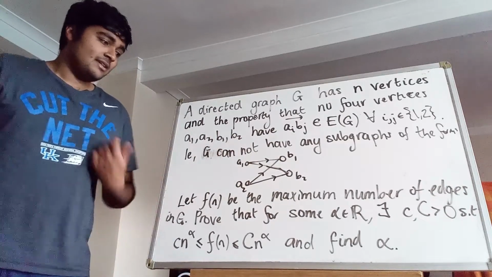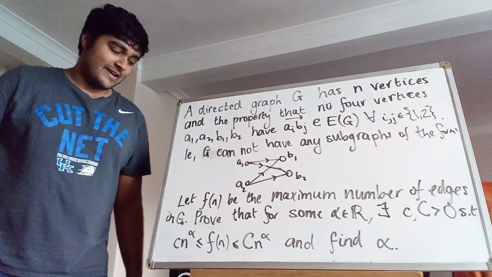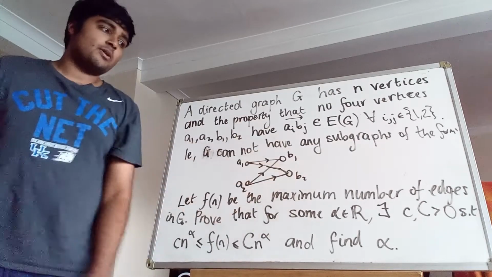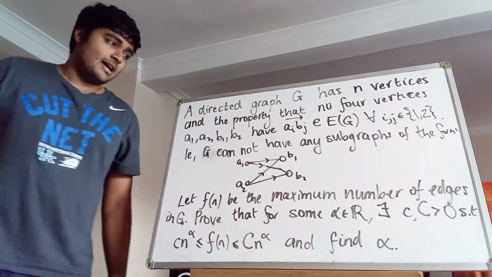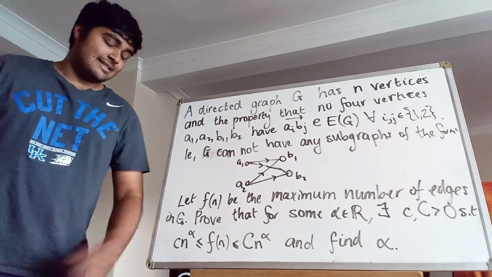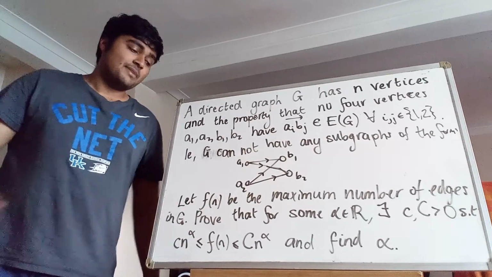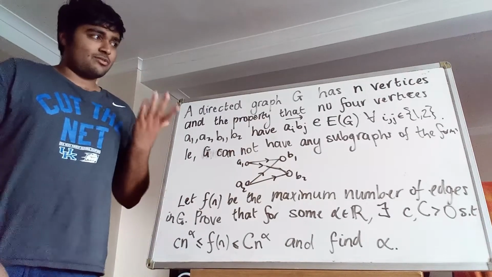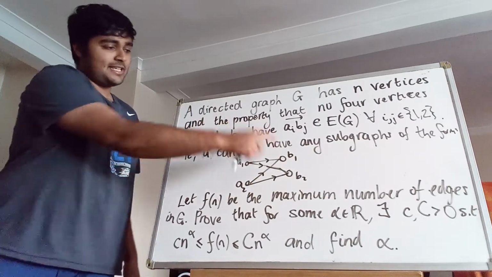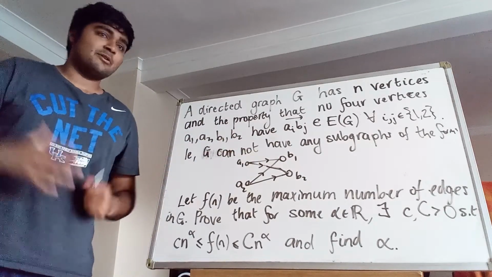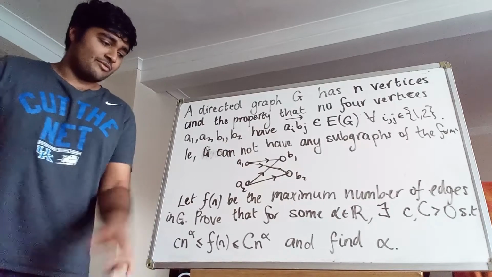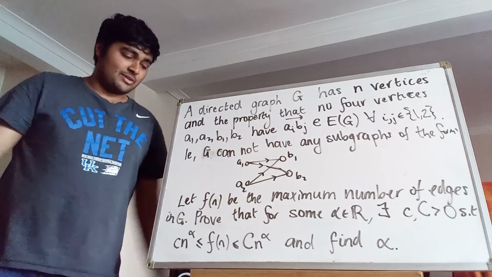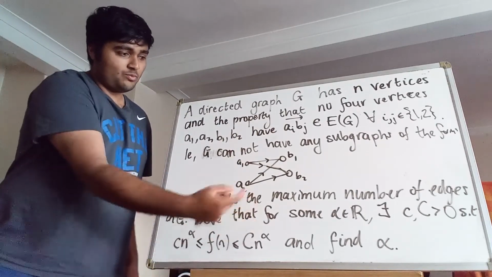So the question is, we're going to define f of n to be the maximum number of edges in G. And then we want to prove that for some real number alpha, there exist two positive numbers, little c and big C, bigger than 0, such that c n to the alpha is less than or equal to f of n, is less than or equal to big C n to the alpha. And we also want to find alpha. So in other words, for directed graphs with this property, we want to find bounds on the maximum number of edges in these graphs. And we want to firstly prove that it's asymptotically polynomial. It grows at rate roughly n to the alpha, and we want to find what alpha is.